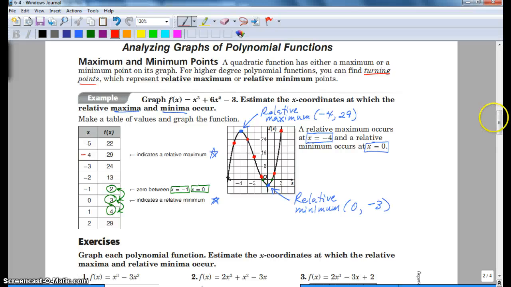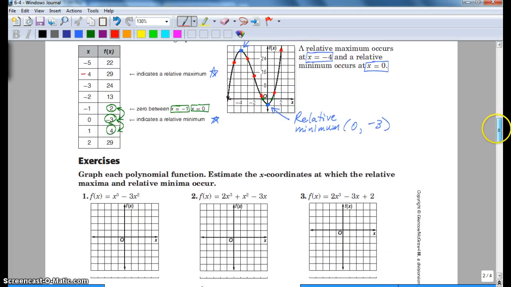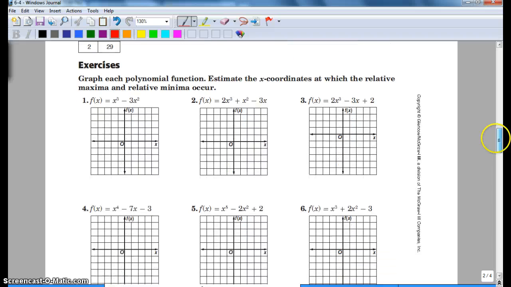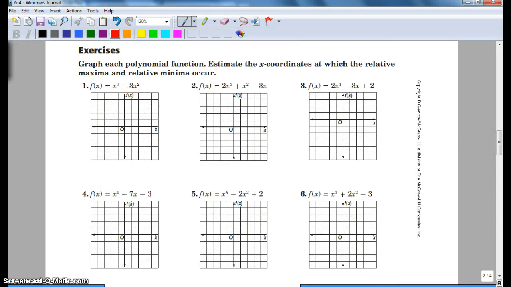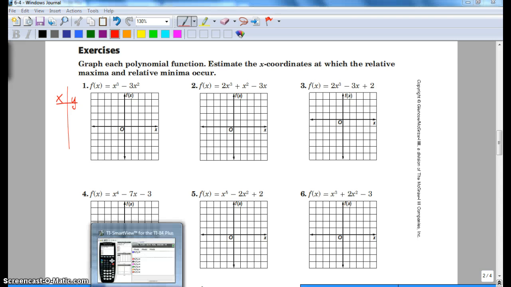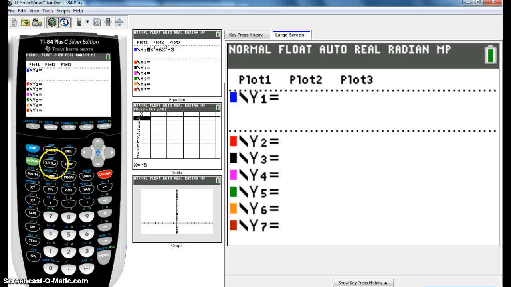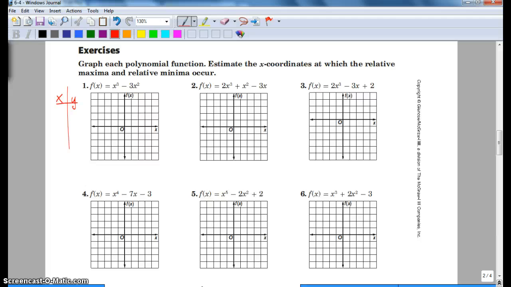Okay, let's continue. Taking a look at the exercises. Graph each polynomial function. Estimate the x-coordinates at which the relative maxima and relative minima occur. So for this first problem, I'm going to make an xy table. And let's go ahead and use our graphing calculators to type in the function x to the third minus 3x squared.